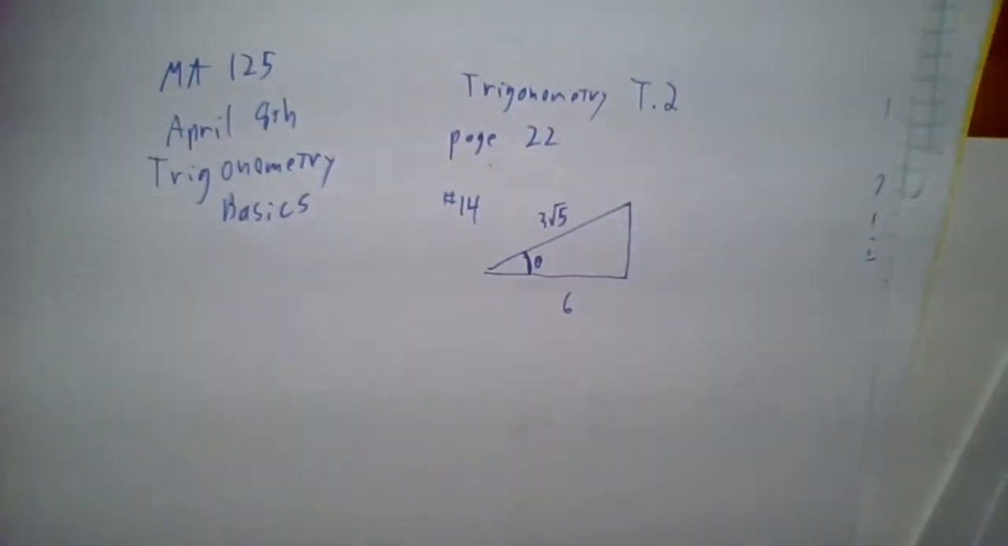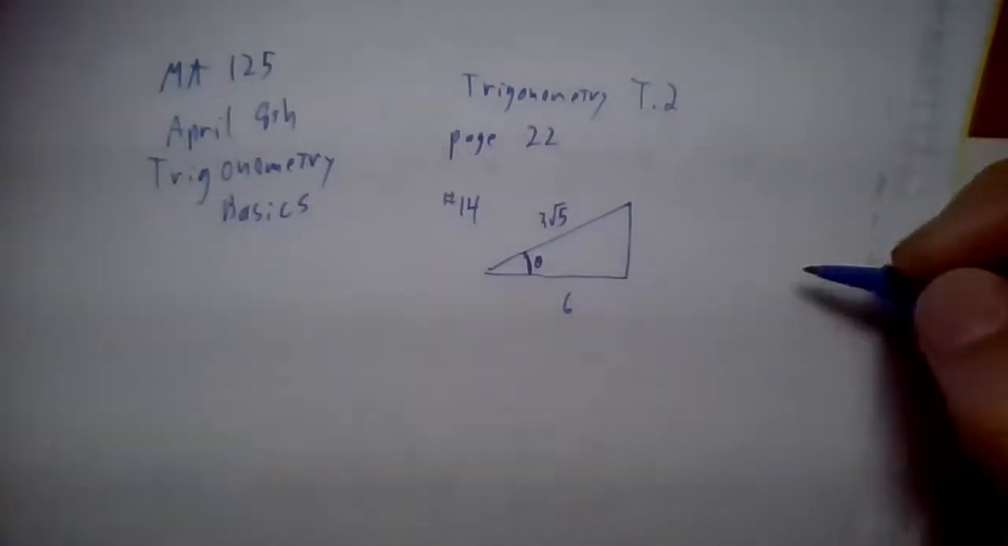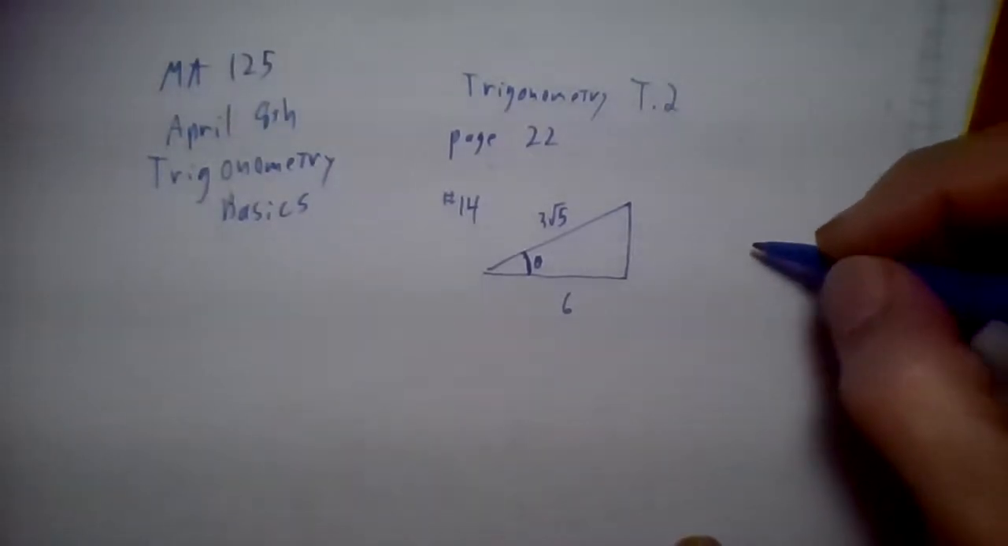It looks like we're finding theta, but what they're actually asking for here is the exact values of the 6 trigonometric functions of theta. So we're not actually finding the angle, we're finding the values of the functions, the output values of these functions, which are just ratios, not actually finding the angle itself.